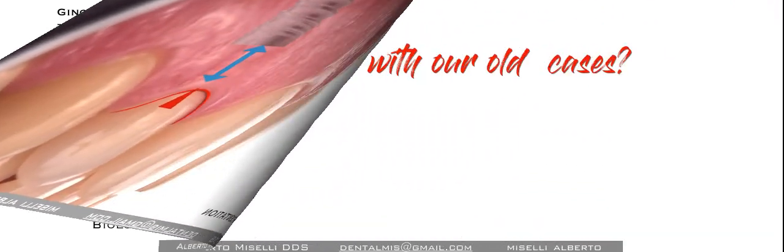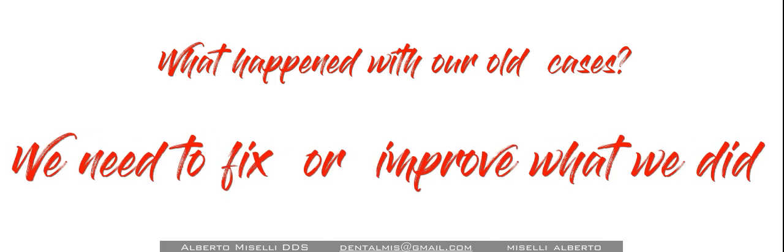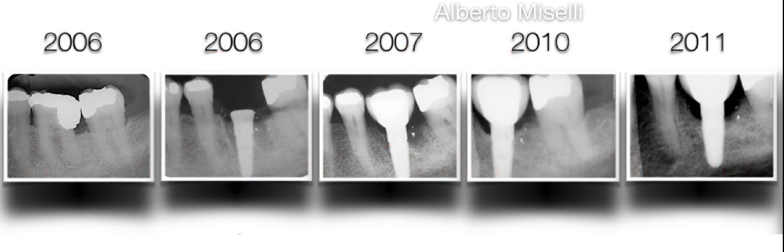But what happened with all the patients, all cases? Sometimes we need to fix or improve what we did. And we are going to show you a very, very interesting case. It started at tooth 26, and we placed the implant in a fresh socket with a healing abutment, and we restored the crown very close to the implant platform. 3 years later, we see a bone remodeling, very good, but in 2011, the patient came to our office because the crown was loosening, okay? And we see bone loss.